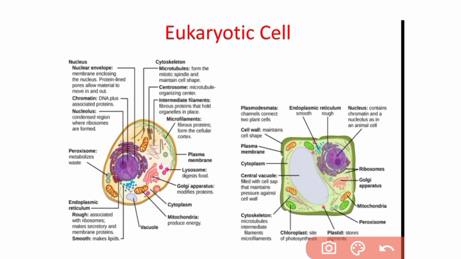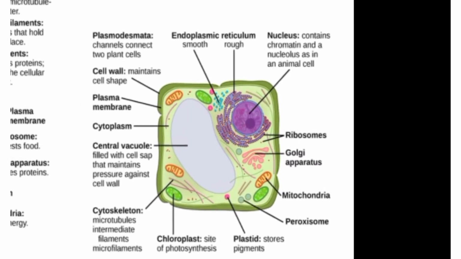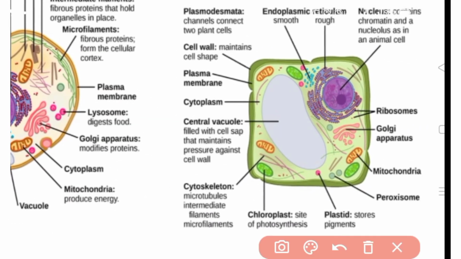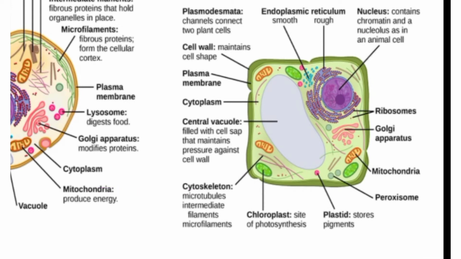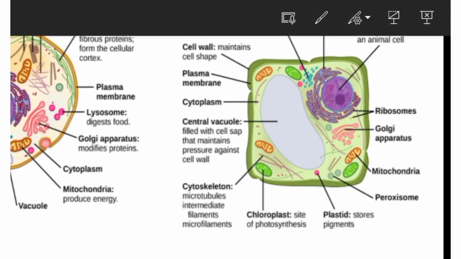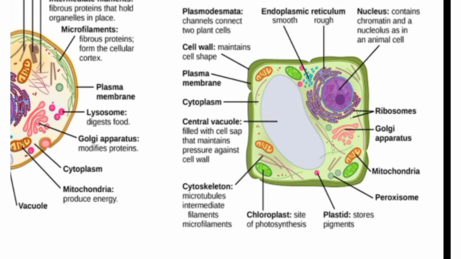Then coming to the plant cell. This is a plant cell. You can see here the sky blue round shaped structure is called endoplasmic reticulum. This is smooth endoplasmic reticulum. When the endoplasmic reticulum has no ribosome, it is called smooth endoplasmic reticulum. But when ribosomes are present in the endoplasmic reticulum, it is called rough endoplasmic reticulum.